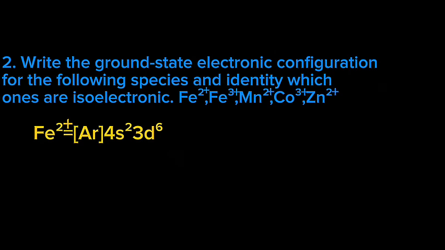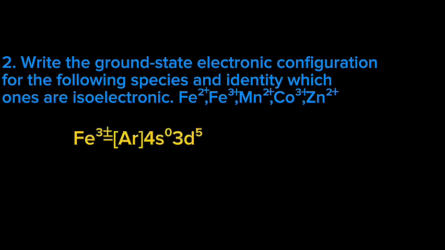Now, when iron loses 2 electrons, it loses from the outermost shell because those are the valence electrons and they have the least amount of energy, the ones that take less energy to remove. So when it loses 2 electrons, it loses from the 4s orbital rather than 3d. So we're going to have Ar 3d6. That's the electronic configuration for iron 2 plus.